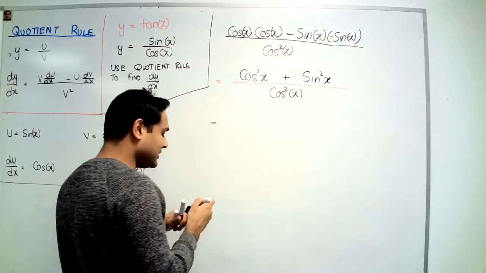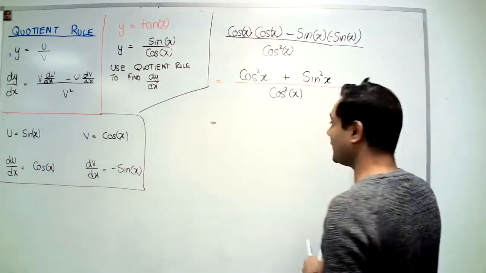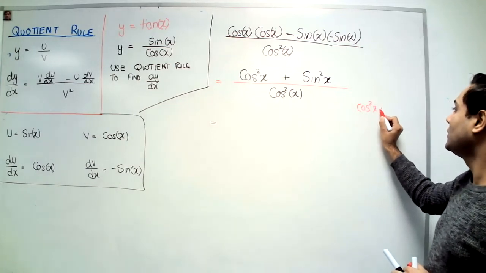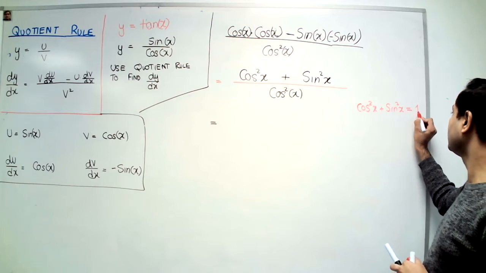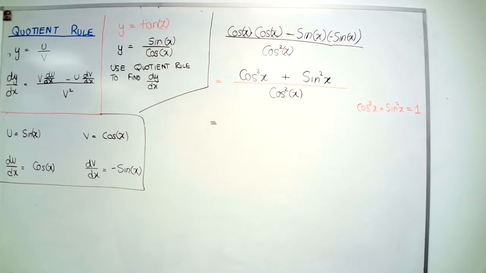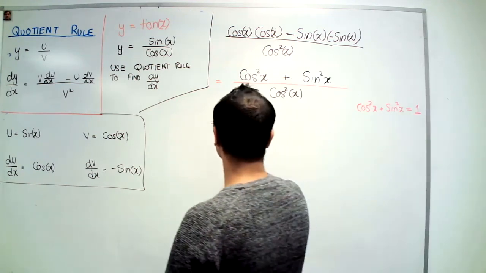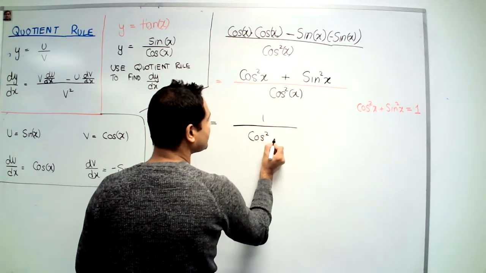Now there is a trig identity you need to remember. You can check it in your calculator as well. Always remember, cos squared x plus sin squared x is how much? Anyone know? It's 1. So the top becomes 1, and I get 1 over cos squared x.